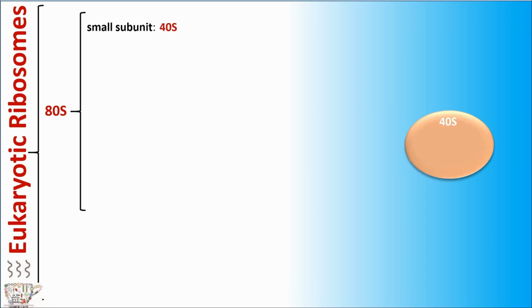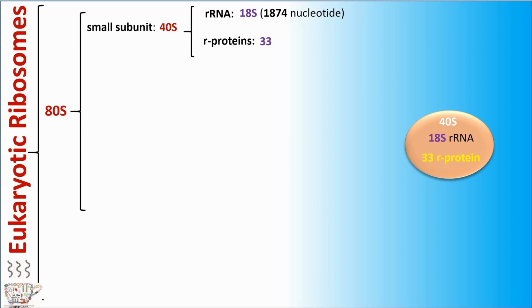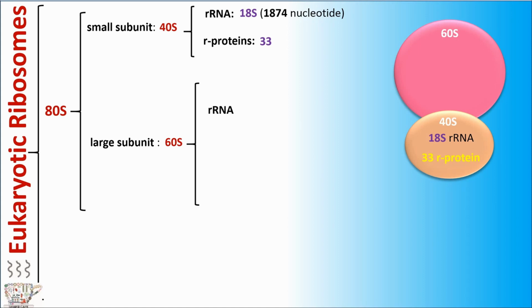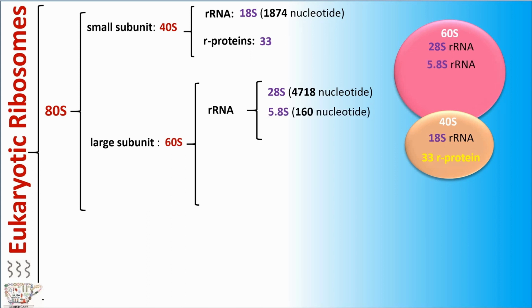A small subunit is 40S. It has one rRNA, 18S with 1874 nucleotides, and 33 R proteins. Large subunit is 60S. It has 3 rRNA, 28S with 4718 nucleotides, 5.8S with 160 nucleotides, and 5S with 120 nucleotides, and 49 R proteins.